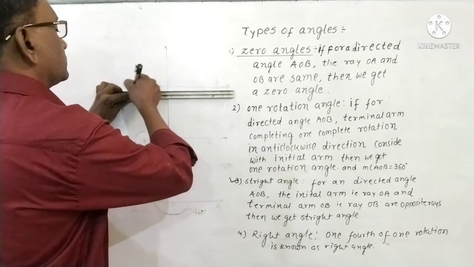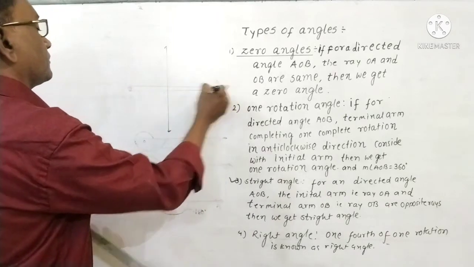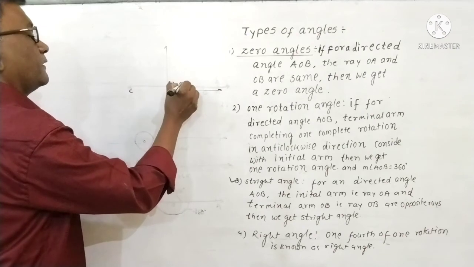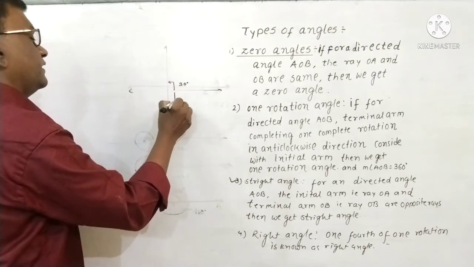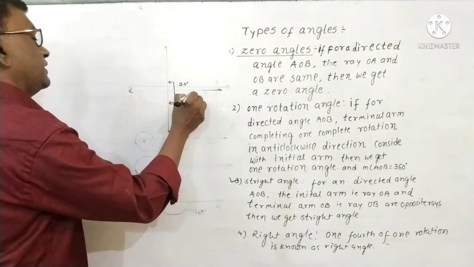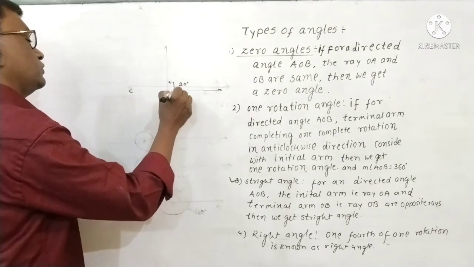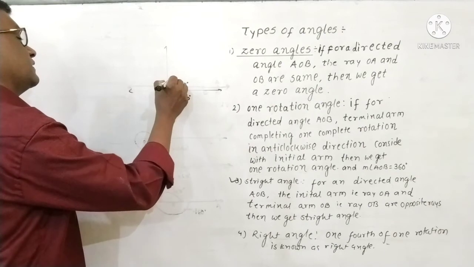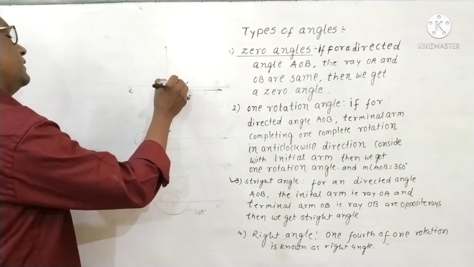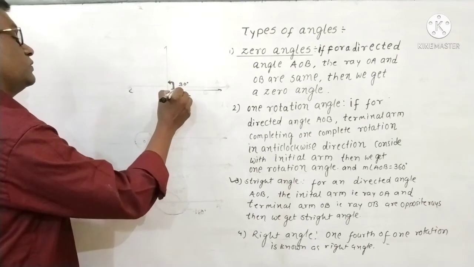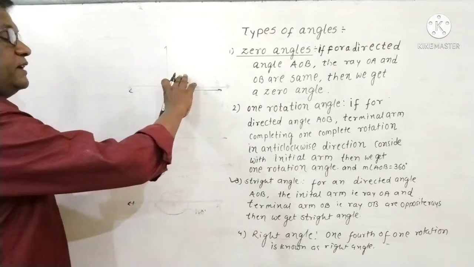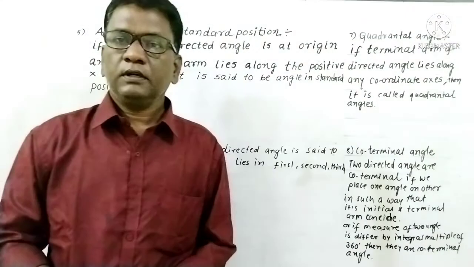This is a 1/4 rotation and its measure is 90 degrees, and if you rotate the other way, this angle measure is minus 90 degrees. It moves in clockwise sense. Here this moves in anti-clockwise sense, and in anti-clockwise sense the angle is positive and in clockwise sense the angle is negative. So this angle is a right angle.